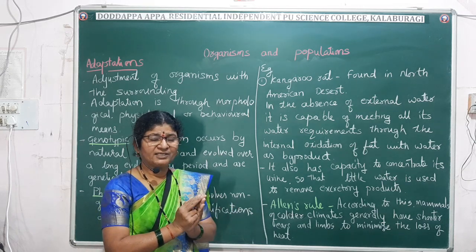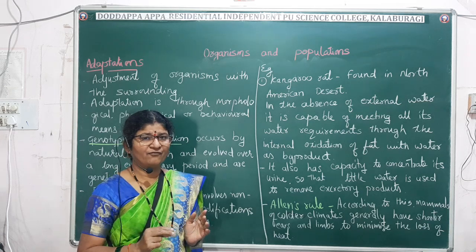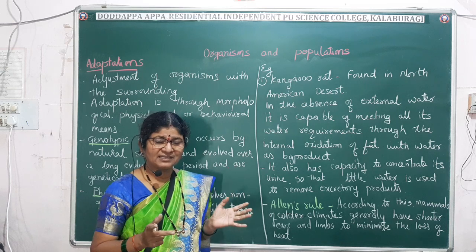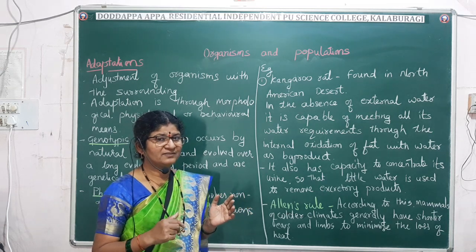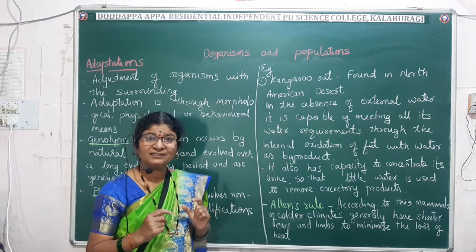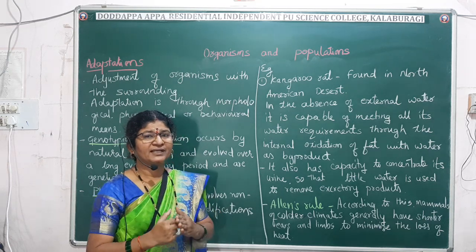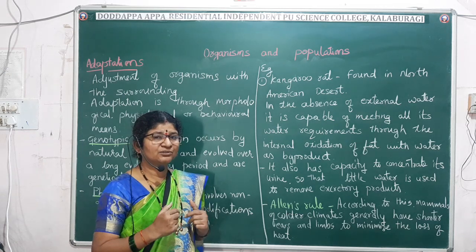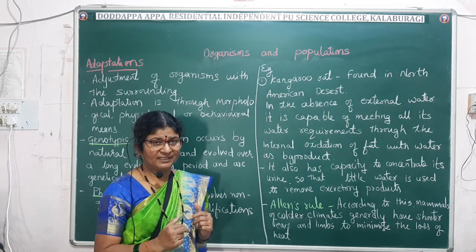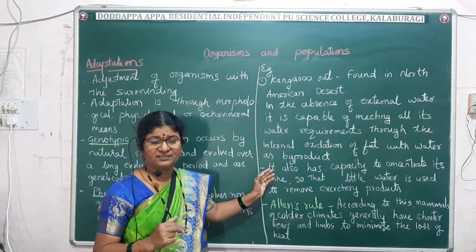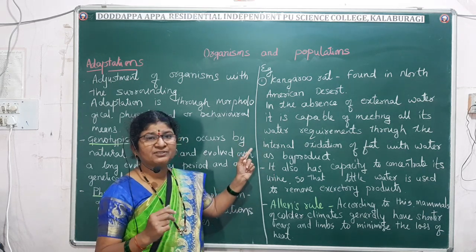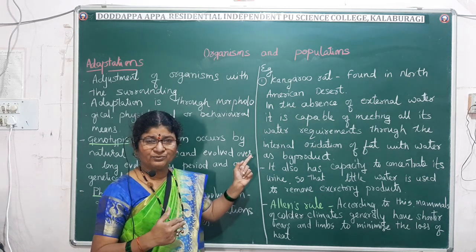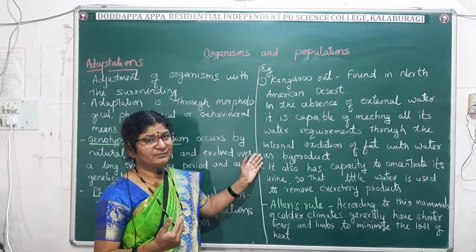In the elimination of urea, only a little amount of water is needed, compared with ammonia, which needs a large amount of water. In first year you have studied this. Urea needs a moderate amount of water, and that moderate amount of water is also conserved by these kangaroo rats, so water is conserved by the body. By these two adaptations, kangaroo rats are able to survive in the desert region. It can be asked in the MCQ, that is NEET or CET, as a 1-mark question.